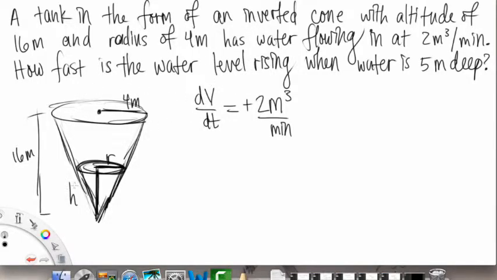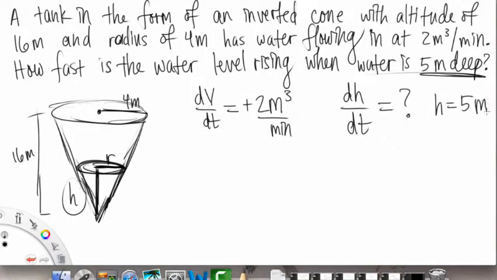So we're asked for the change in water level, so that would be the height. So change in height, we're looking for dh/dt. So that'll be our ultimate question mark, all right? And then what else are we given at the end here is when the water is 5 meters deep. So 5 meters deep corresponds to a height of 5 meters. All right, so let's see what we can do with this.